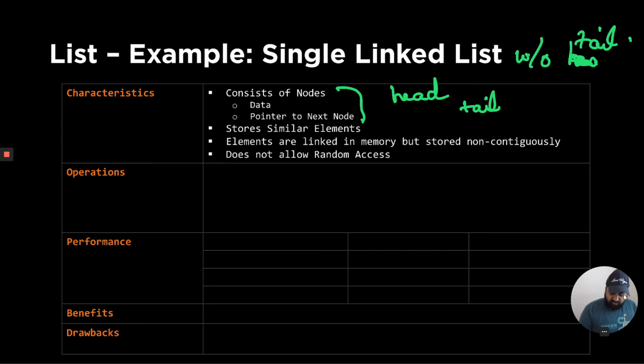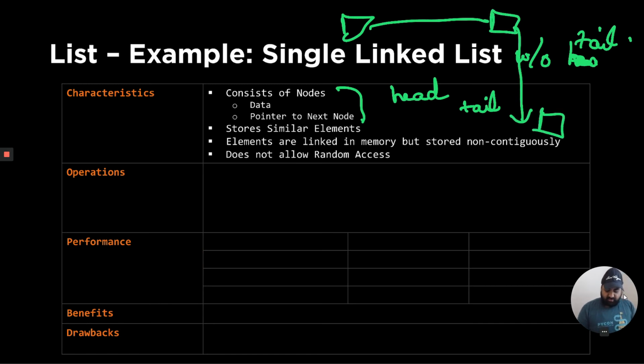So again, it stores similar elements and they are stored in memory but non-contiguously, which is, let's say one element is here, the other one might be somewhere in a different place in memory, and the third one might be completely different. So it does not allow random access. Since the elements are not contiguous, we cannot do something like what we did in an array, which is you cannot do something like linked list of 5.